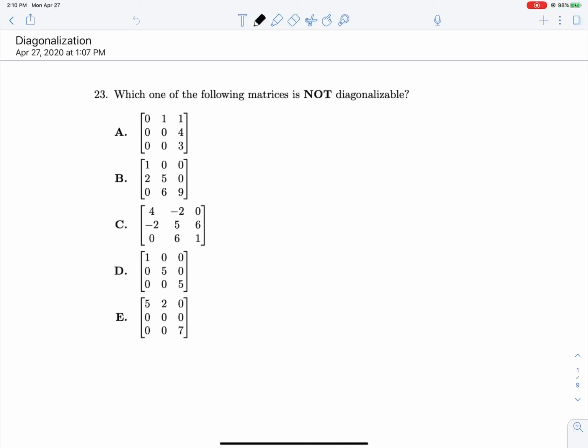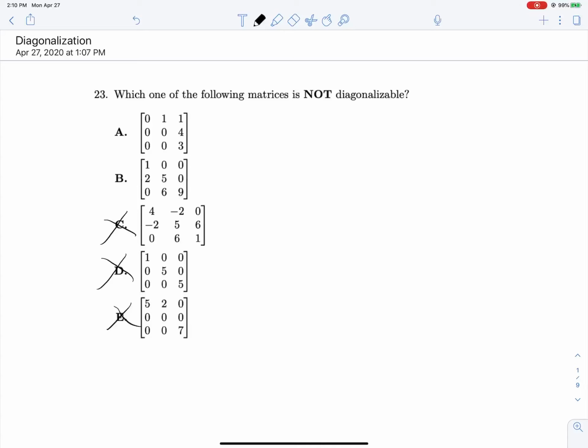So 23, we're looking for the matrix that is not diagonalizable. Let's go straight away and cross off all the ones that are symmetric, like C and D, and all of the ones with 3 distinct eigenvalues, because these are 3 by 3 matrices. Because this is an upper triangular matrix, our eigenvalues for E are 5, 0, and 7. So that one's good.